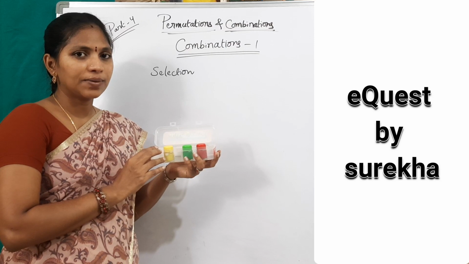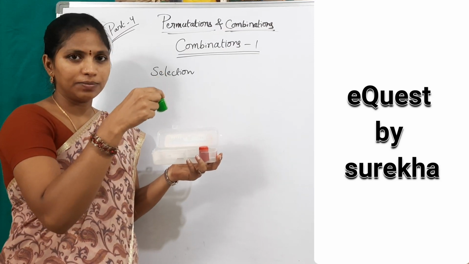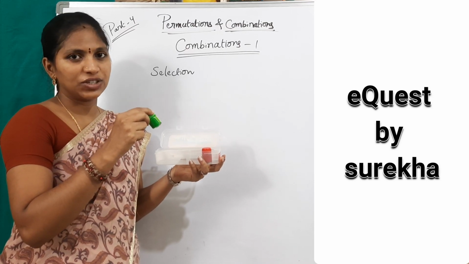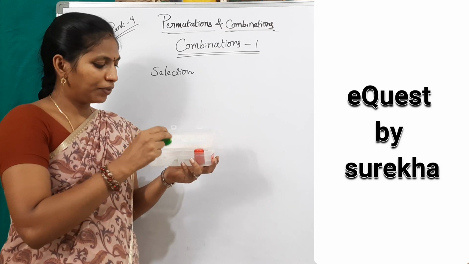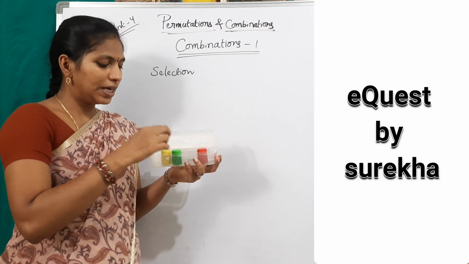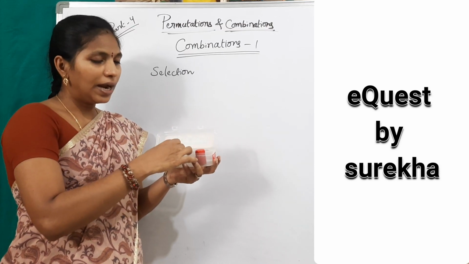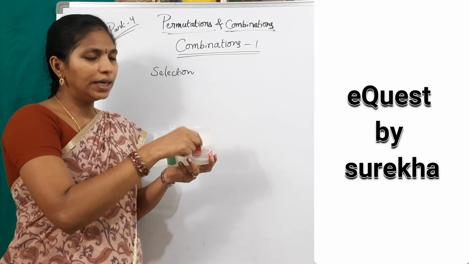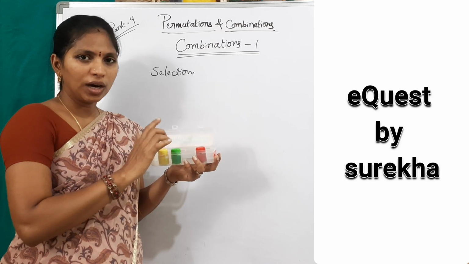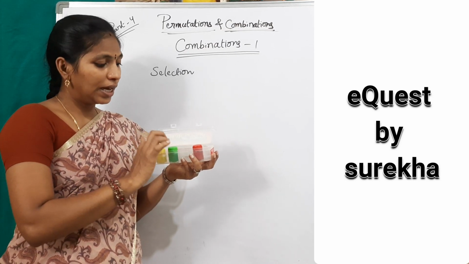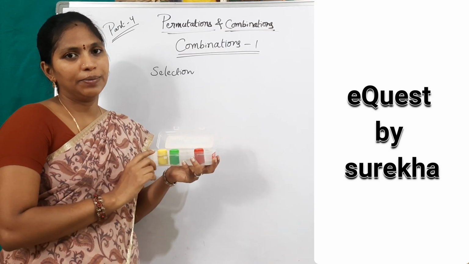What are the chances? Suppose the first one is yellow and the second one is green. This is one of the selections. Next, another one is green and red. And the next one is yellow and red. Okay, completed: yellow, green; green, red; and yellow, red.